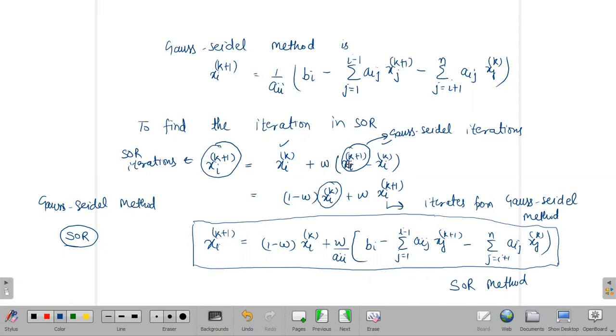Actually, here we are taking the k plus 1th iteration of Gauss Seidel. Then we are comparing this iteration with the previous iteration of SOR, and we are finding the error between these two. Then we are taking the weighted average. So here we have taken SOR.